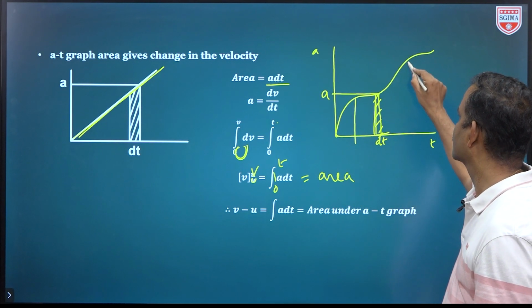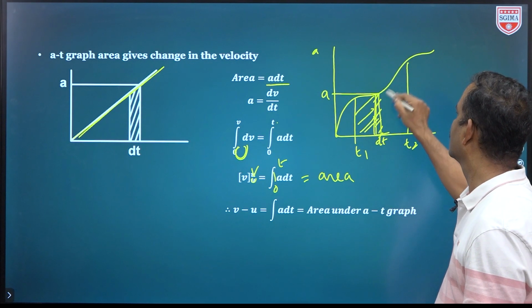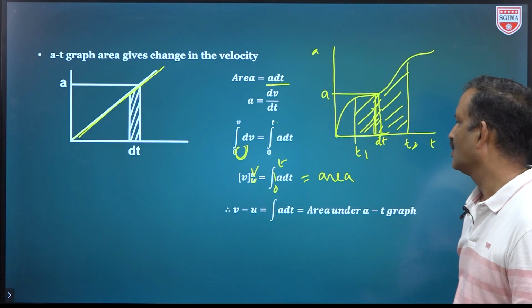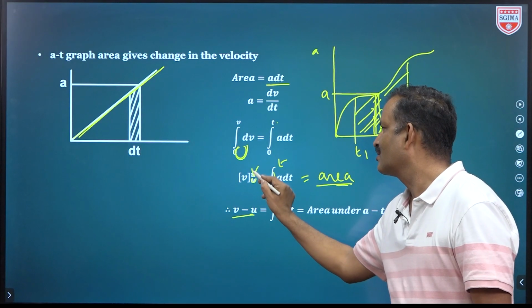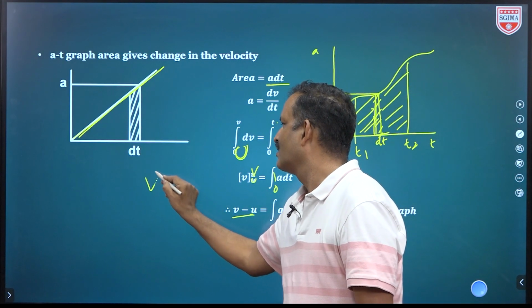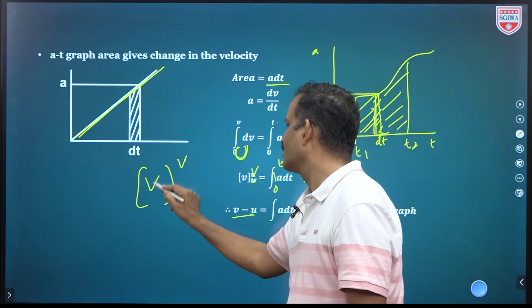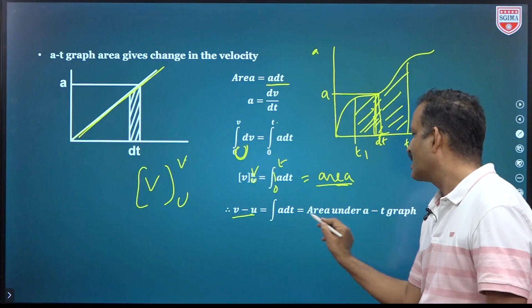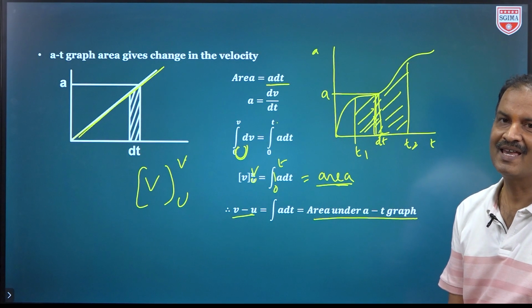Integral of a dt, suppose from T1 to T2, this area it will give. So, the area under the acceleration time graph is nothing but here you are getting v from u to v. So, upper limit v minus u is the area under the AT graph.